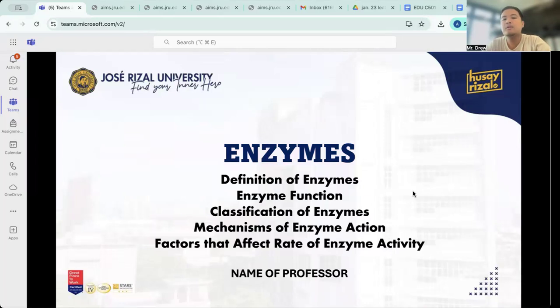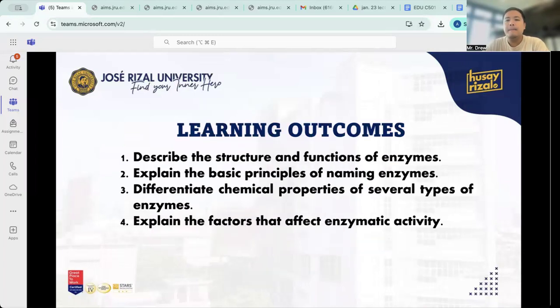Today we will be jumping on another topic, and that is about enzymes. We will be discussing the definition of enzymes, enzyme function, classification of enzymes, mechanism of enzyme action, and lastly, factors that affect rate of enzyme activity.